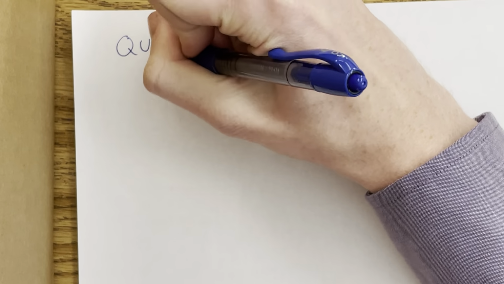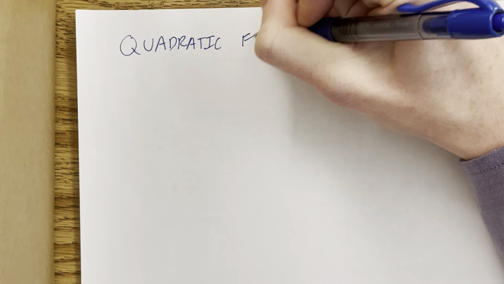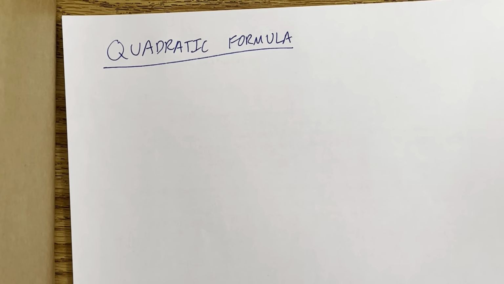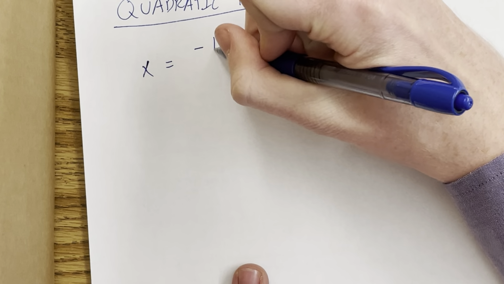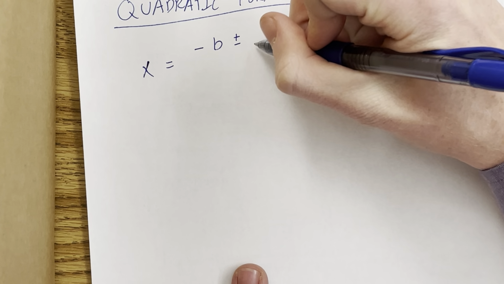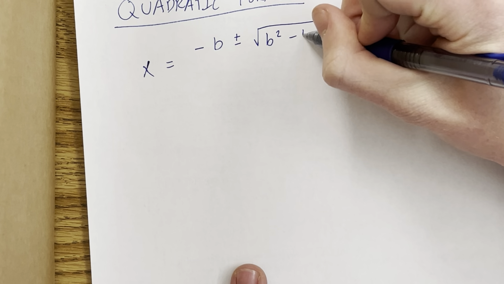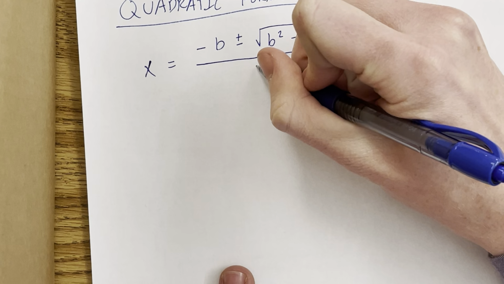All right, so this video is going to be about the quadratic formula. Now, the quadratic formula is cool because you can use it for any quadratic expression to find the solutions. This is the equation. It's x equals negative b plus or minus the square root of b squared minus 4ac, and then all of that over 2a.